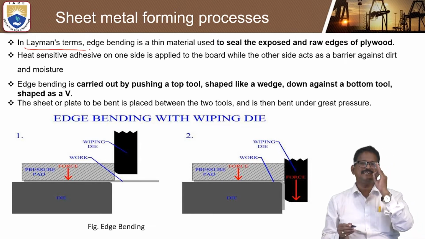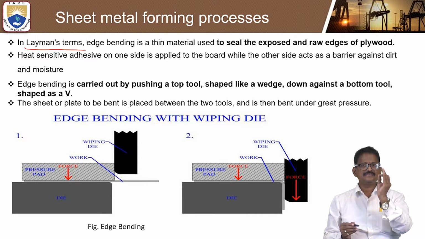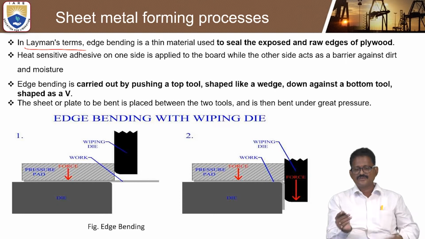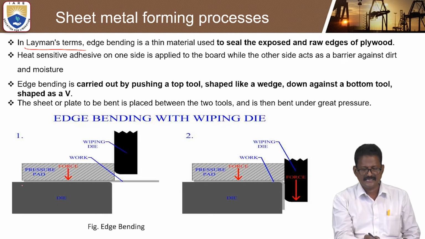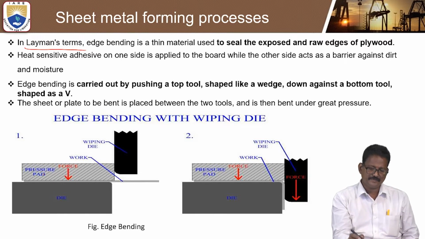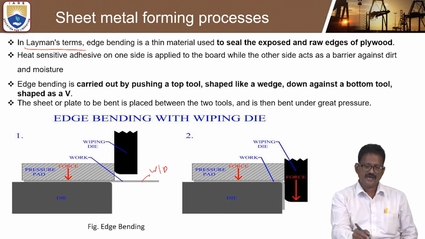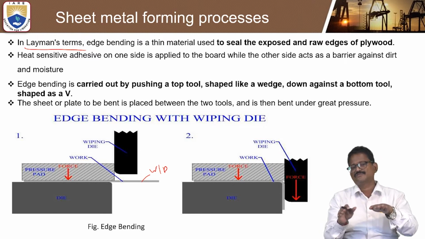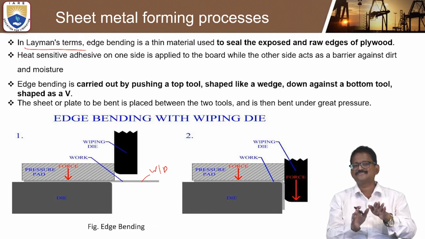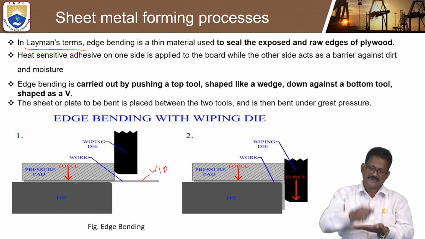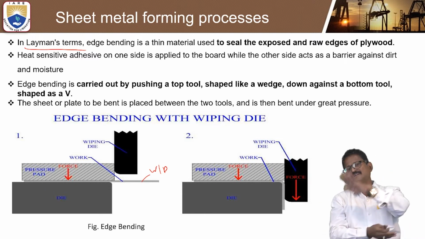What is meant by edge bending? Edge bending uses a thin material to seal the exposed and raw edges of plywood. There will be a die, and we keep the workpiece, and above the workpiece we can keep a pressure pad, so that it doesn't change its position. Without the pressure pad, what will happen if you apply pressure? It may be lifted in a different direction.